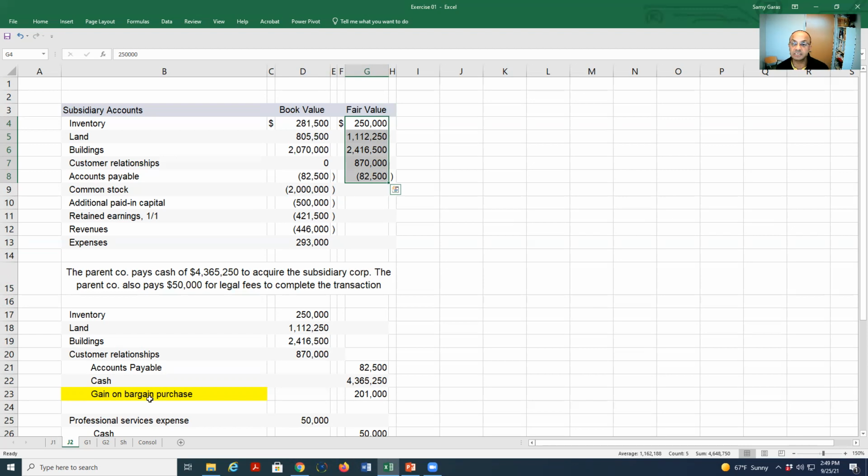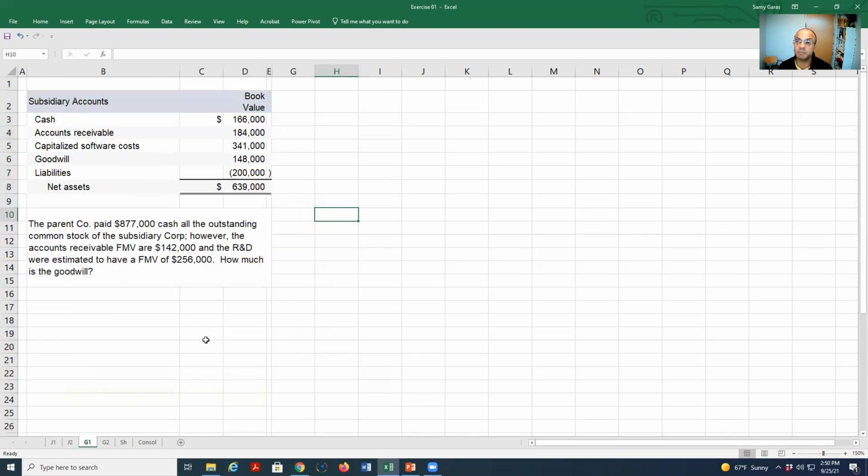How do we know this? In the assignment, you will see that based on your journal entry, you will be able to discover either goodwill or gain. For the professional service expense, it's similar to the previous example where you debit professional service expense and credit cash. Now let us talk about another issue, which is how to calculate the goodwill.